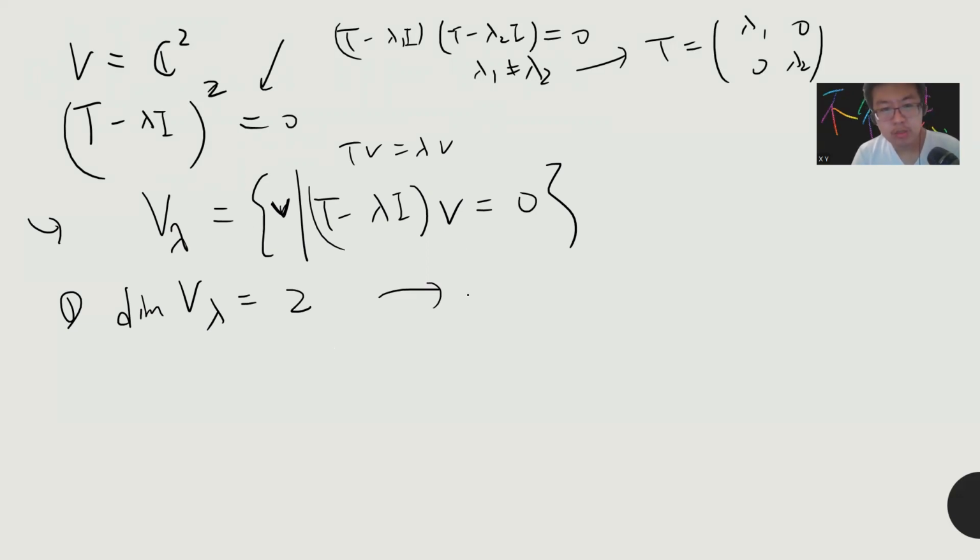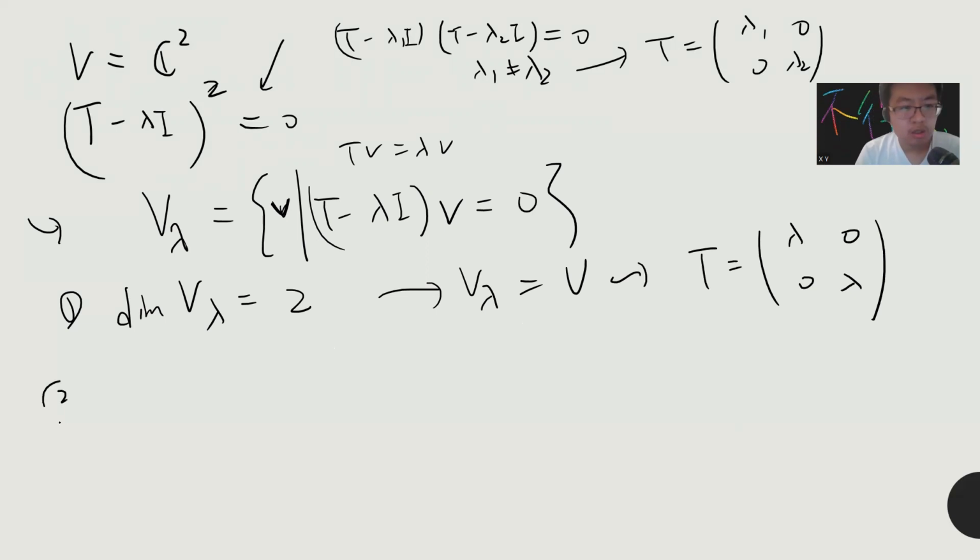In this case, V lambda is just V, so you can pick up a basis, and T is still diagonalizable. It looks like lambda, 0, 0, lambda. The second possibility is that the dimension of V lambda is 1. The dimension of V lambda cannot be 0, otherwise there would be no eigenvector.